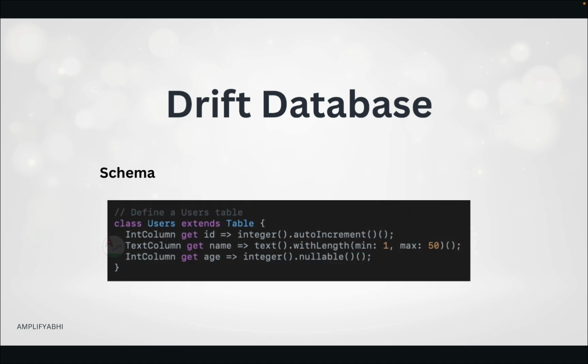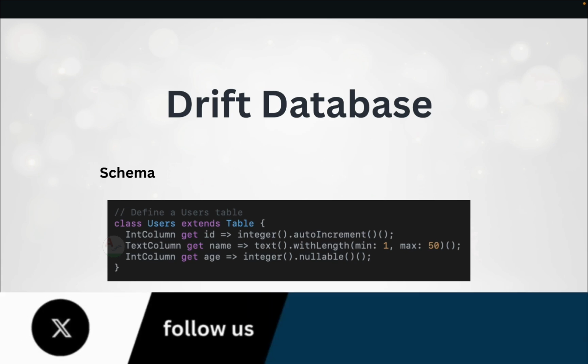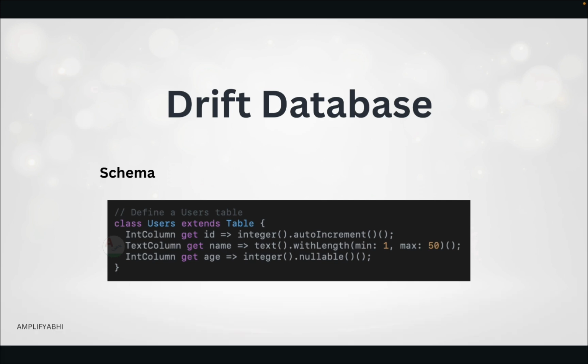And here is the schema which I want to show you, like how we create a user table. Here we have just three fields: ID, name and age. We have made ID auto increment, and for name we have provided minimum and maximum length, and age we have made nullable. This is how we define the tables in the Drift database. You can create multiple tables, and at the time of database creation you can provide these tables there, and we'll be seeing that even at the code level.